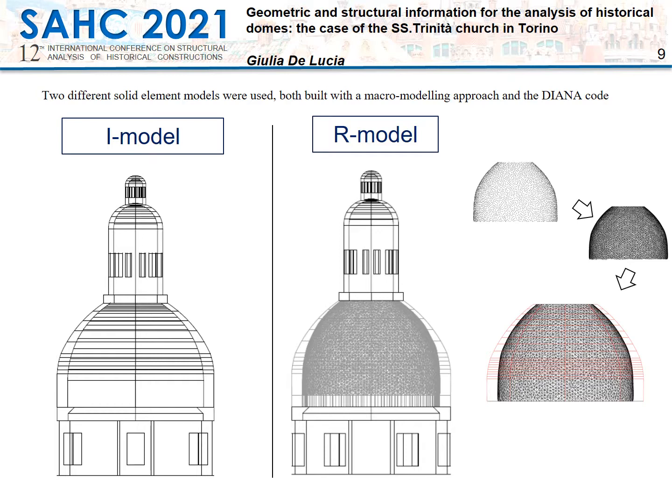The second model reproduced the current configuration of the dome as resulting from the survey, and is called Model R. This model was created by using directly the geometric information obtained from the scans.